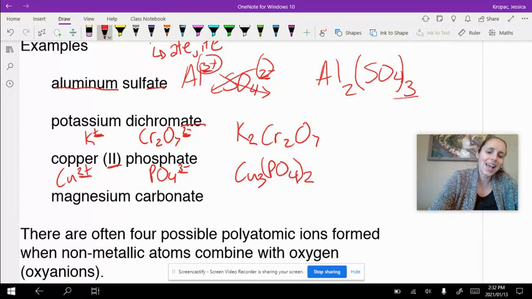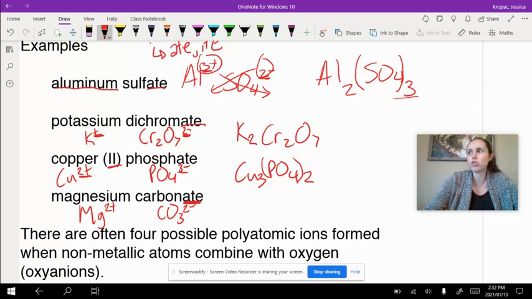Again, we've got that 8 ending. So if we've got the 8 ending, we know it's a polyatomic ion. The polyatomic ion with the 8 ending, carbonate, is CO3 2 negative. Magnesium is just from the periodic table, Mg. It's in the second column, so it's got a charge of 2 plus.